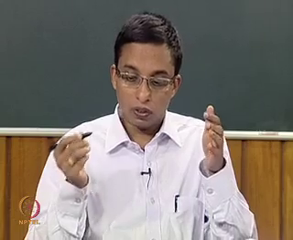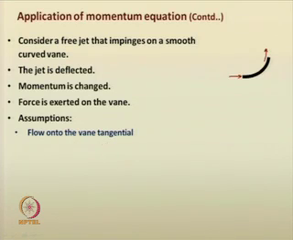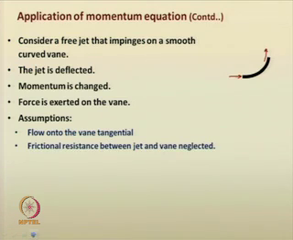So, for such instruments, you have to start with certain assumptions, so that the entire physics is not going to change considerably, but we will still be able to control it in a much better way. So, the flow onto the vane is tangential, as depicted here. Then we suggest that the frictional resistance between the jet and vane is neglected when the jet of water is flowing along this vane.